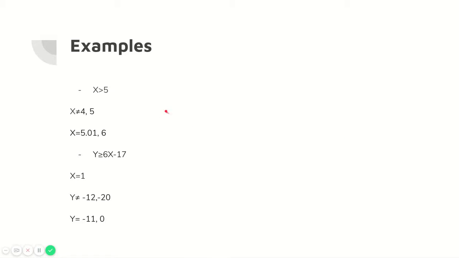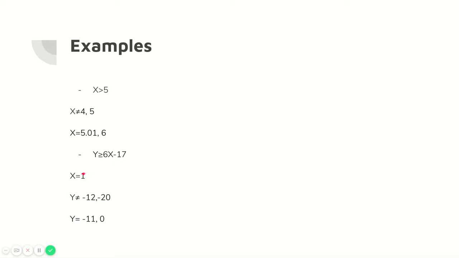So some examples of inequalities are, for example, x is bigger than 5, and x cannot equal 4 or 5, for example. And x, for example, can equal 5.01 or 6 or 7 or 8, as these numbers are bigger than 5. So over here we have a second one where y is bigger than or equal to, in this case, 6x minus 17.